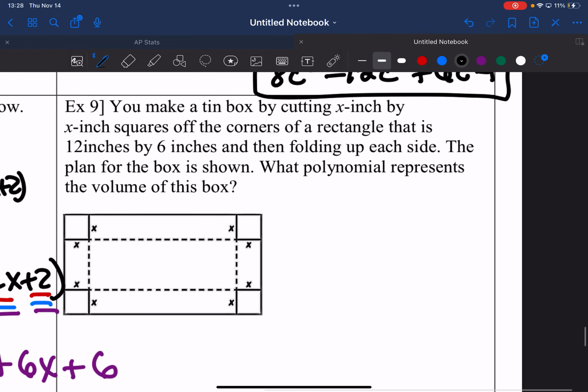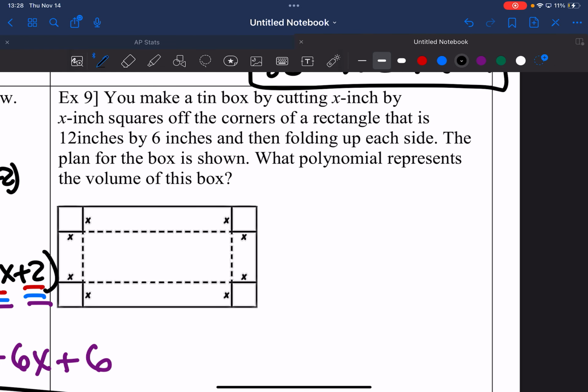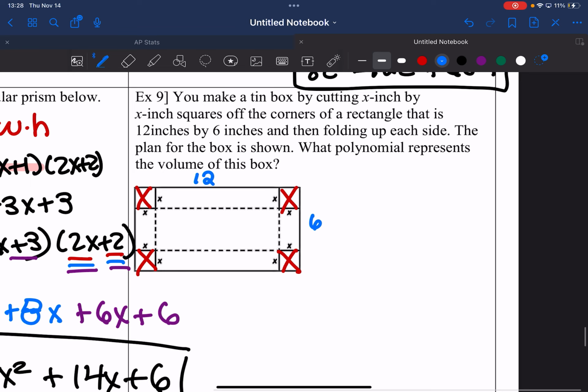Okay, then lastly, number 9 says you make a tin box by cutting x inch by x inch squares off the corners of a rectangle that is 12 inches by 6 inches and then folding up each side. So let's do that first. We're cutting this away. This is now gone. Remember each of the sides of those are x. We also know that one side of our box is 12 inches and the other side of our box is 6 inches. It says the plan for the box is shown. What polynomial represents the volume of this box?